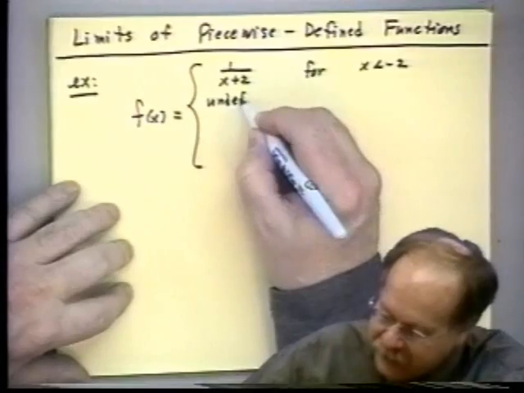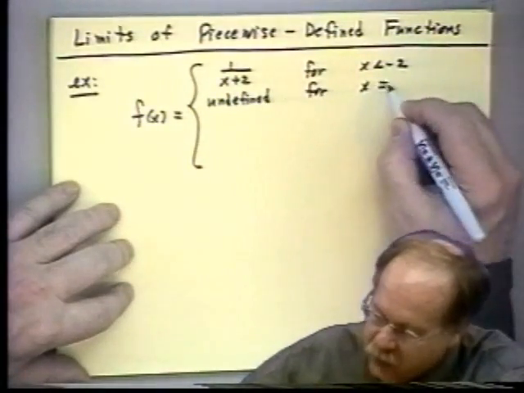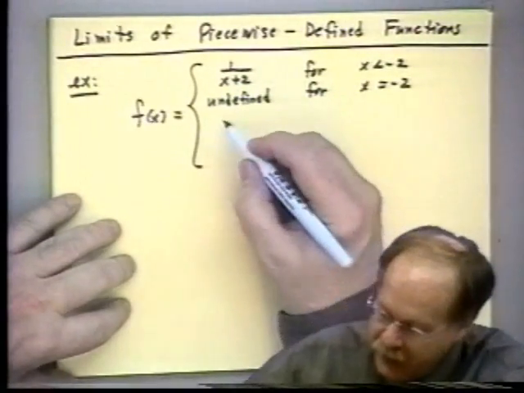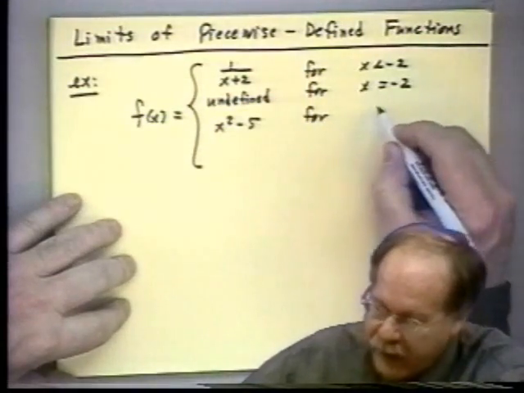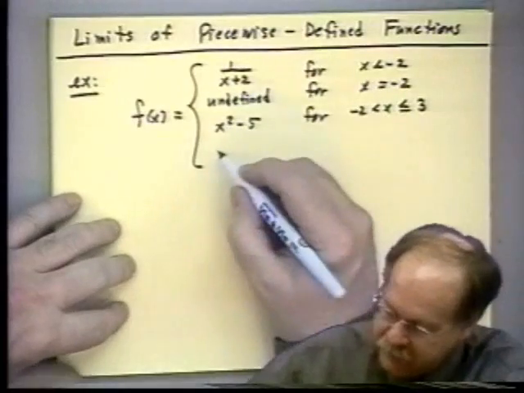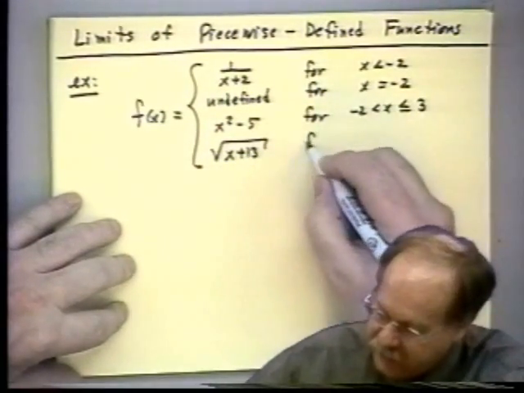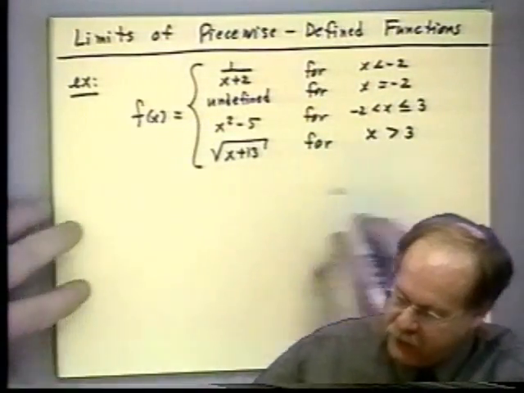Then the function is undefined for x actually equal to minus 2. So at that point there will be no value of the function. Then it'll be x squared minus 5 for x bigger than minus 2 and less than or equal to 3. And then it'll be the square root of x plus 13 for x greater than 3.